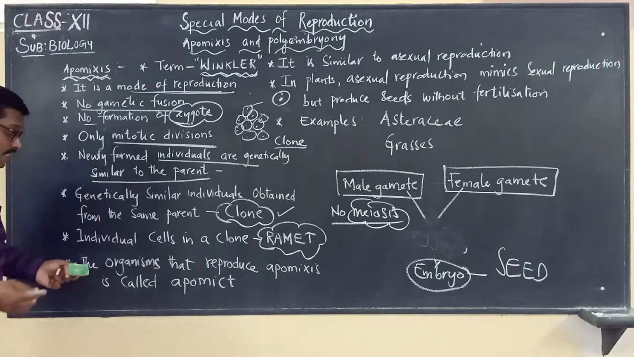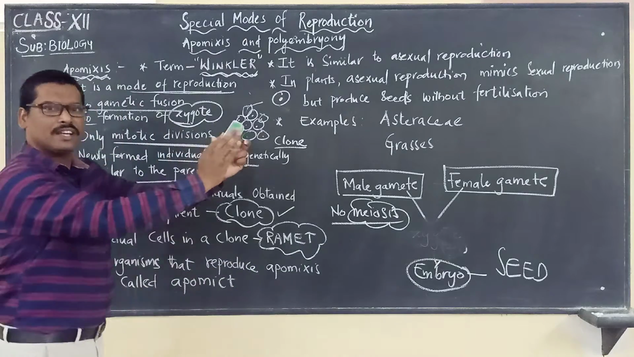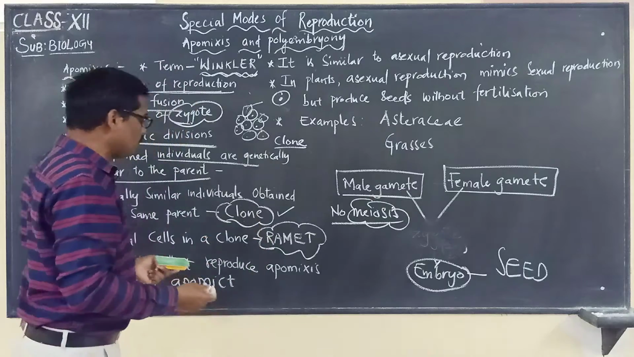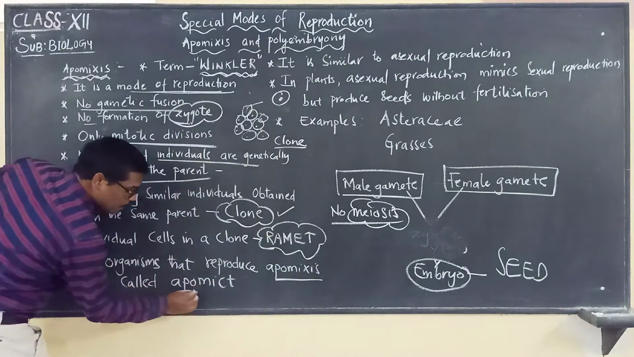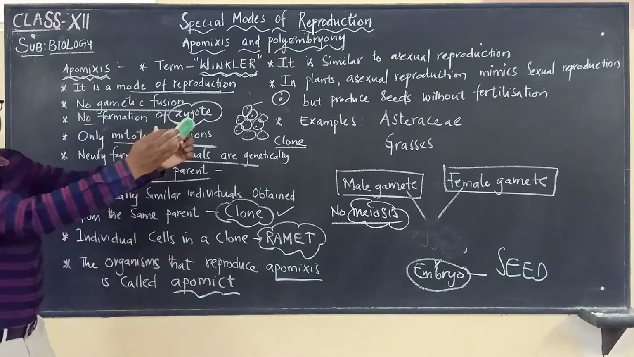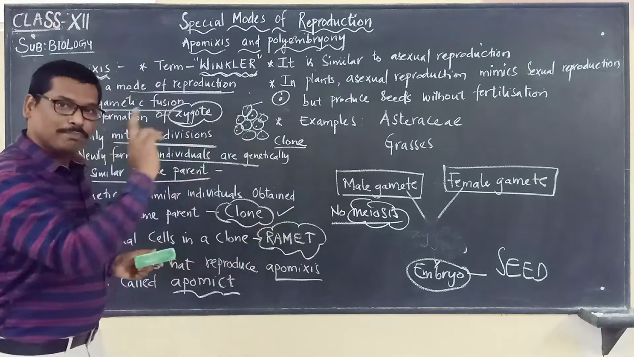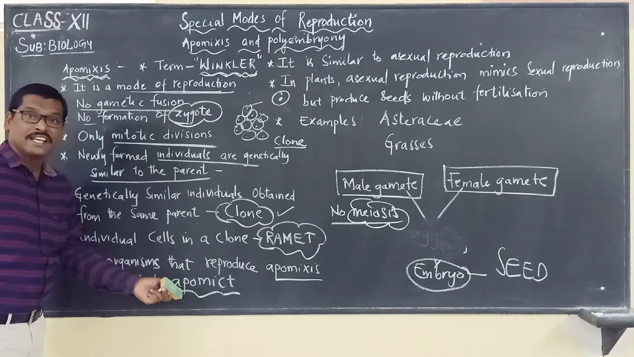Now, the organisms that reproduce through apomixis, you are now taking one organism. It is reproducing the young ones through the apomixis process. Such organisms are called what? Apomix. So if you are seeing one plant which is producing seeds without fertilization, that plant will be called what now? Apomix we are calling it. Okay, we are calling it apomix.